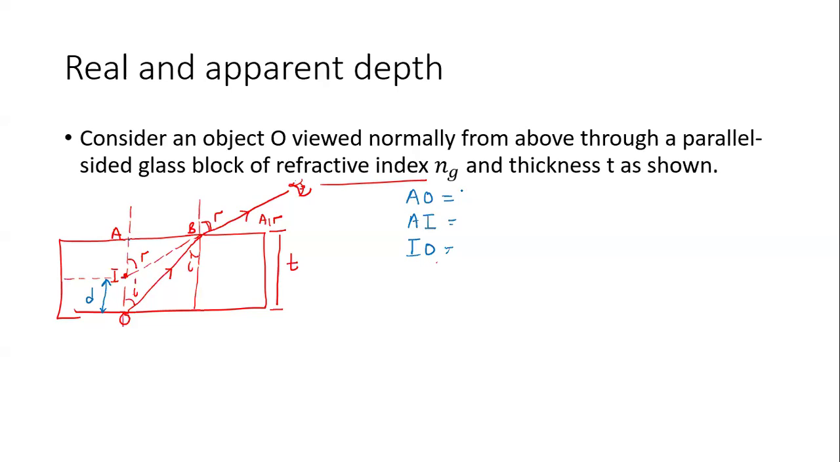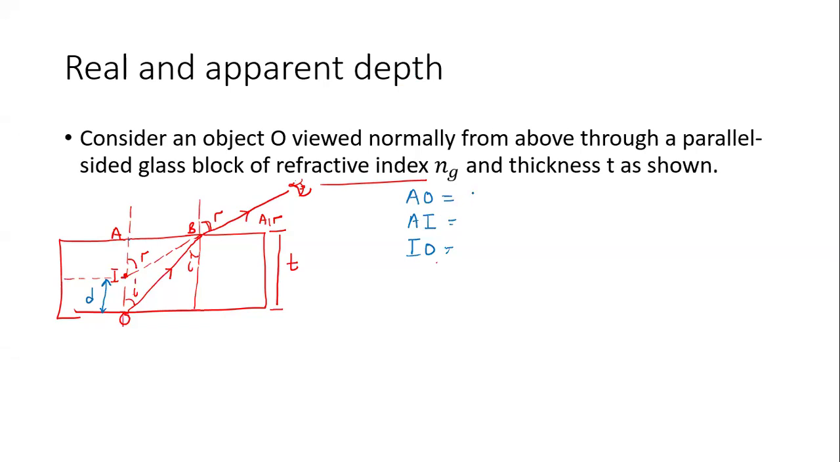Then the distance from where the object is up to where the image is, we call the apparent displacement. So real depth means the original one. Apparent depth means the imaginary one, that part which you imagine. And then the displacement is the real minus the apparent depth.